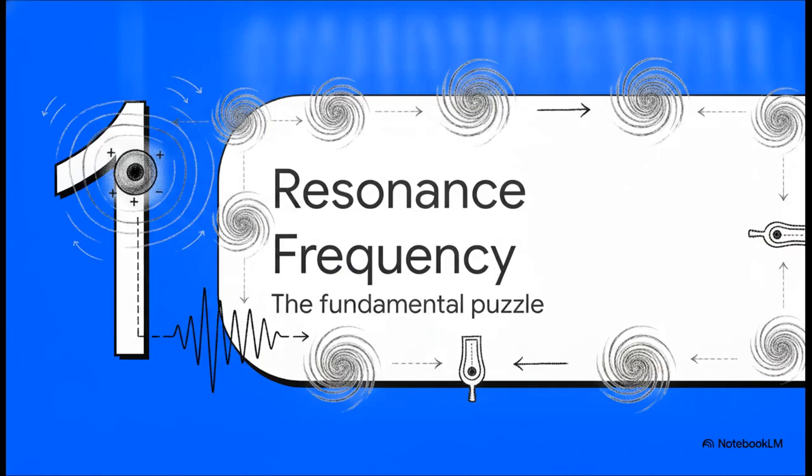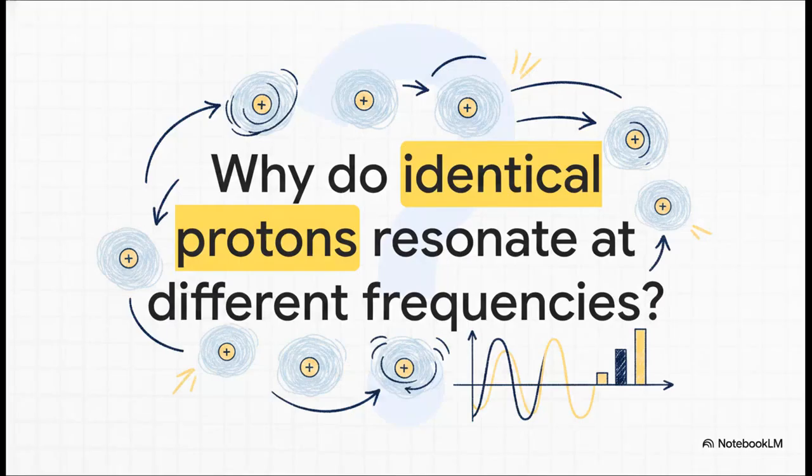Section 1. The Resonance Frequency Mystery. Let's look at the fundamental puzzle. Okay, let's dive into this. If all protons are just standard hydrogen nuclei, why on earth do they resonate at different frequencies inside an NMR spectrometer? Well, the answer comes down to the fact that these protons don't exist in a vacuum. They are part of a molecule, which means they are completely surrounded by a cloud of electrons. And it's these electrons that put every single proton into a slightly different, totally unique electronic and magnetic environment.